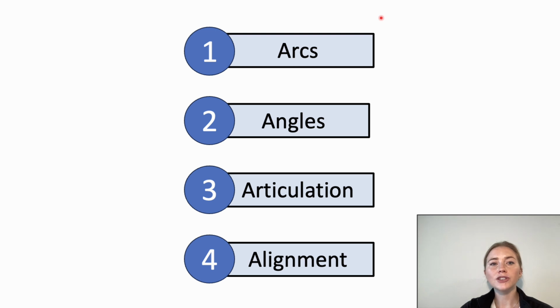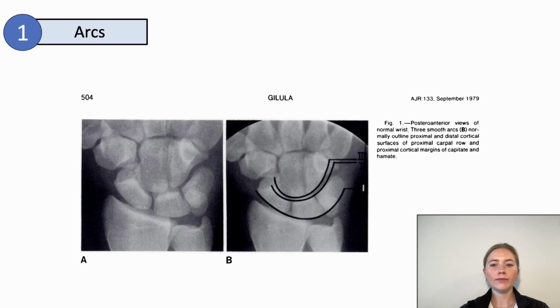So in addition to fractures, when we're examining the carpal x-rays and looking for abnormalities in the carpal bones, we want to look for 4 A's. We want to look at arcs, angles, articulation, and alignment. We will start with the arcs.